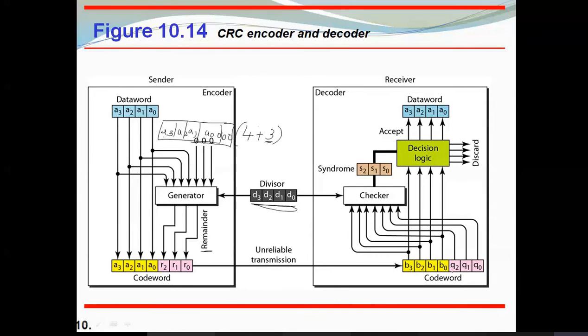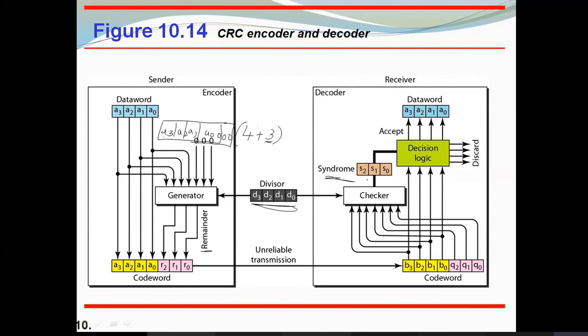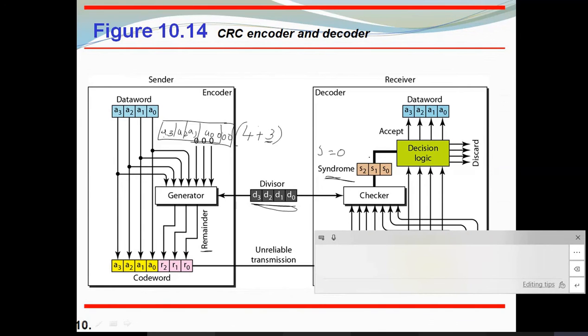You can just observe what is happening at the receiver side. The reverse operation takes place. Take all this as a dividend, sent to the checker. Once again, use the divisor, and you will be getting the remainder. That is called your syndrome. Depending on the value of this S0, S1, S2, the remainder value, if it is equal to 0, there is no error. Same logic as the previous parity check. Only thing is the number of bits is different here. So if the syndrome is equal to 0, no error.